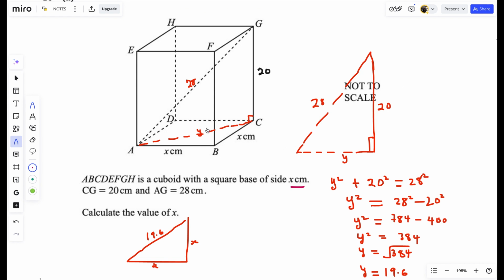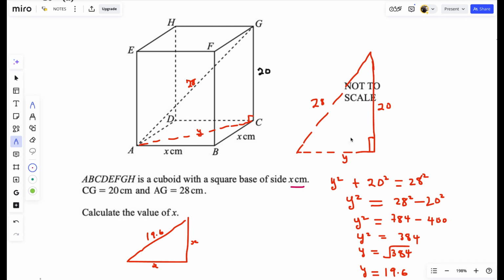This very long diagonal that goes from the left bottom to the top right is 28. So this is the hypotenuse. This is angle 90 at this point, and this vertical side is 20. This y, which is the diagonal of the base, is our y. We have to find it first before we can find x. If we don't find it from these values, we cannot find x.